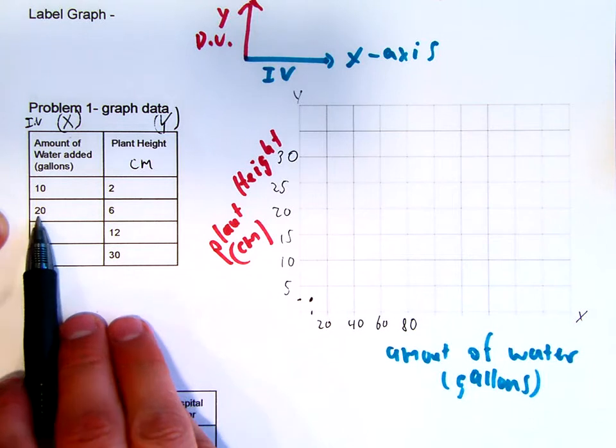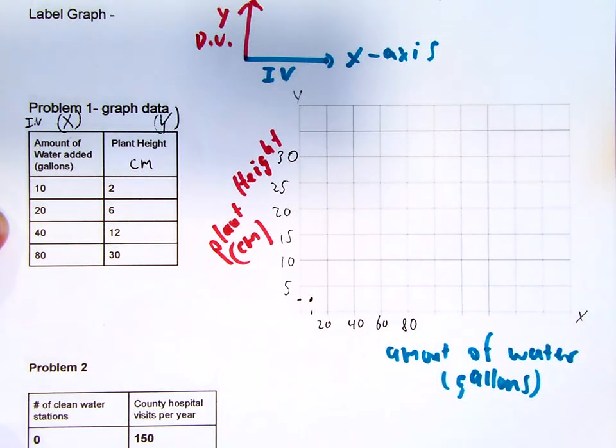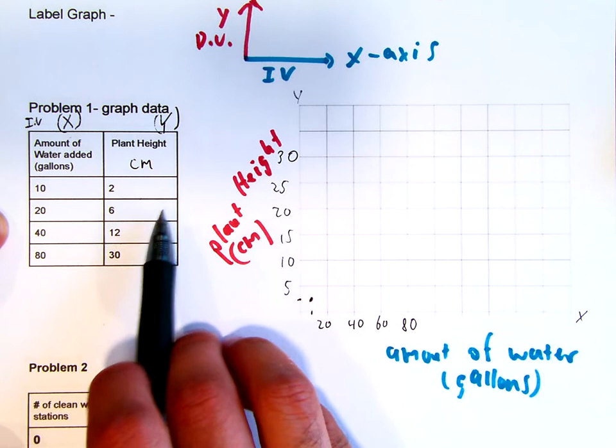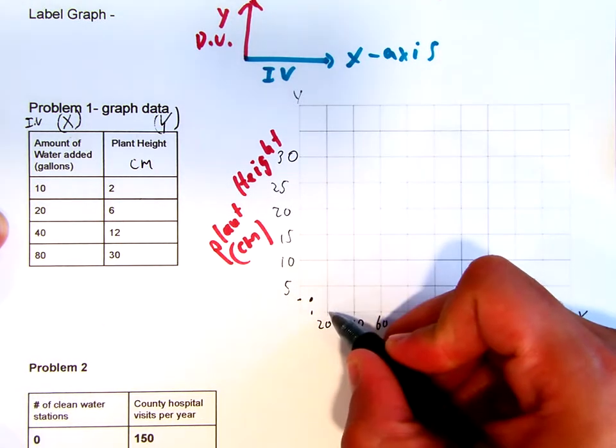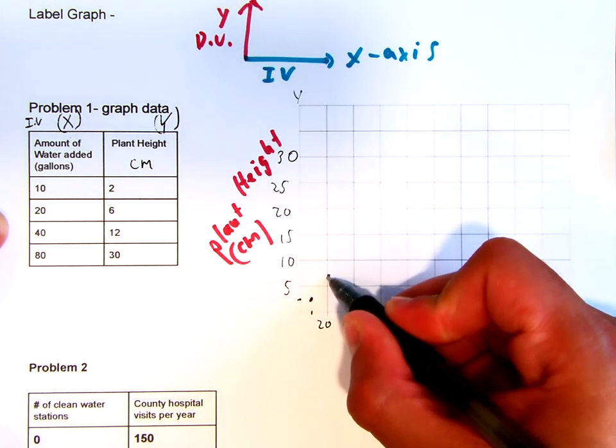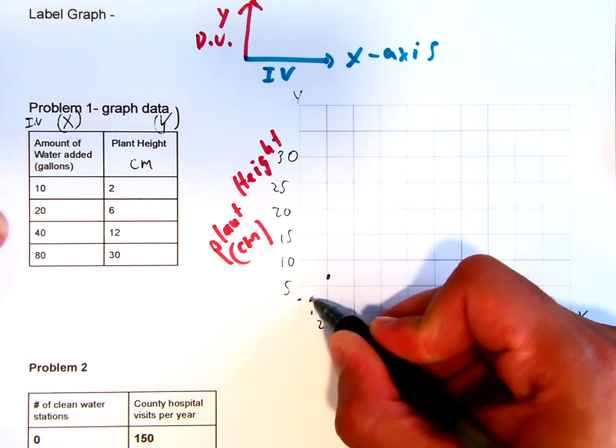Then we'll go to the next point. My next point is 20 and 6. So it'd be 20 here and 6 up here. And I can connect these two to show a trend, right?